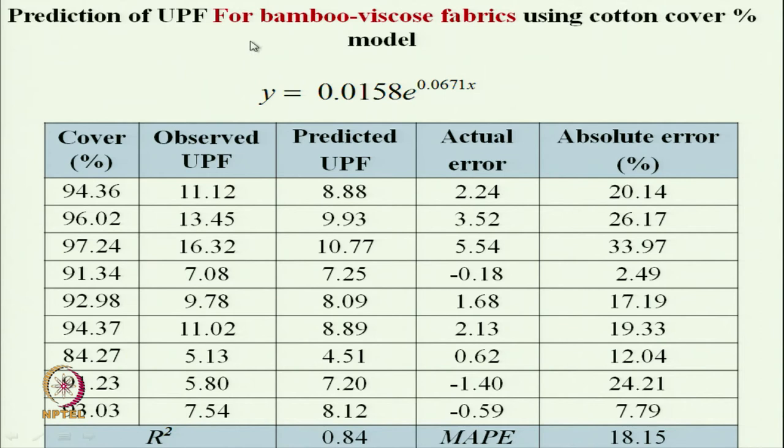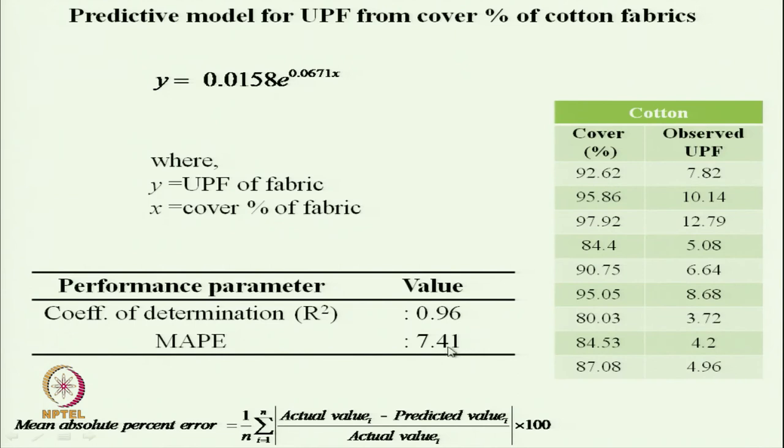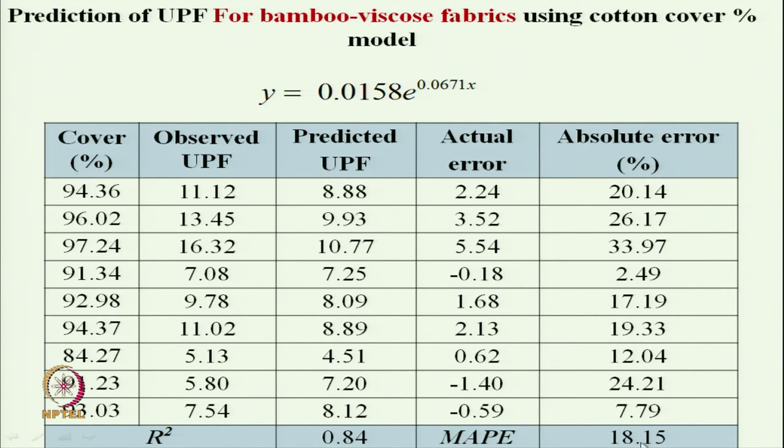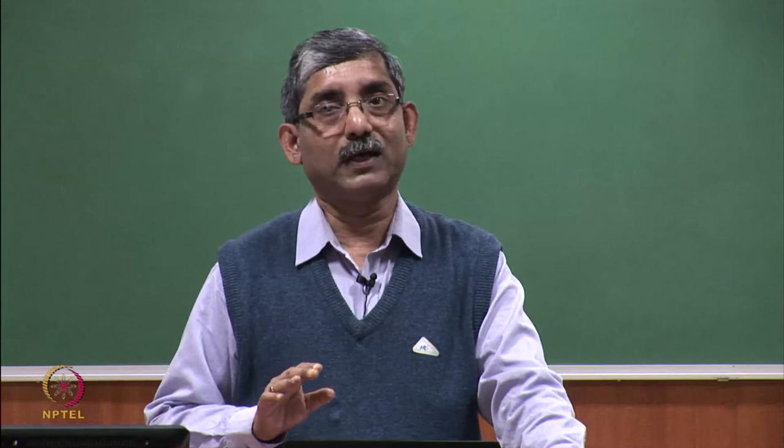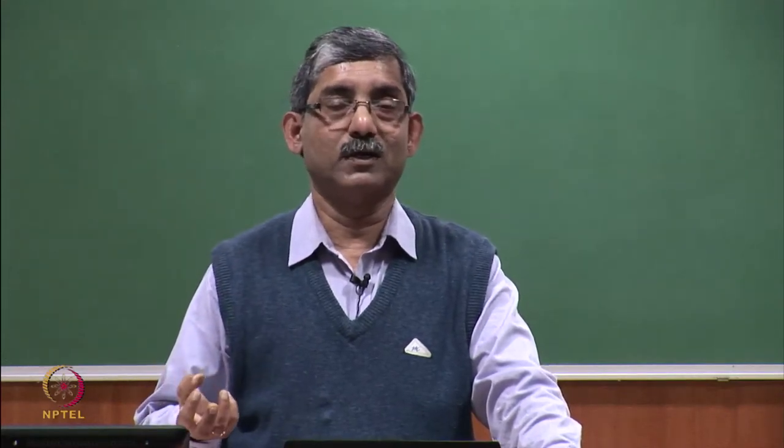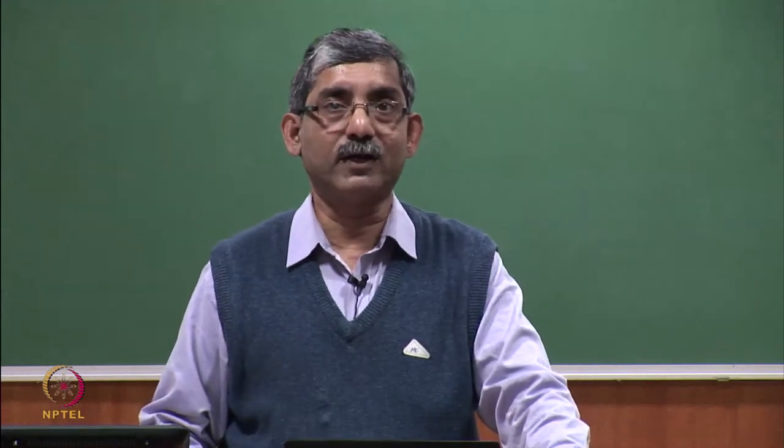Now, the predicted model for bamboo using the cotton cover model, means using the same equation which we have observed for cotton fabric with cover percent as the x parameter. What we can observe here? Here the error percent is increased. With the cotton model the error percent was 7.41%. Same model, if we try to use for viscose, the error percent has increased, which means that the cotton model we cannot use for bamboo viscose fabric, because they behave entirely in different ways.